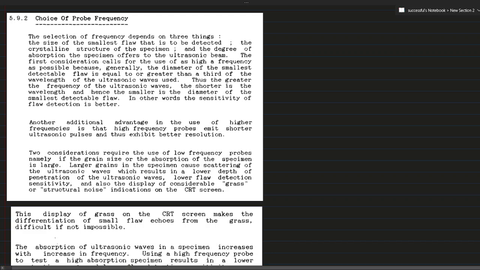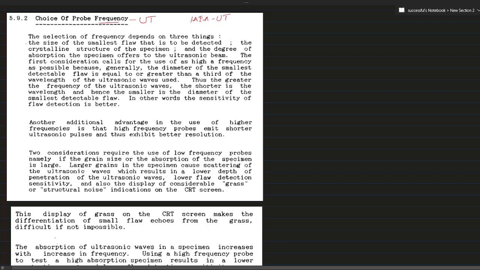Today we are going to learn how the frequency of a probe is selected in ultrasonic testing. We will go and read word by word. The following section is from the IAEA UT textbook. The selection of the frequency depends on three things.